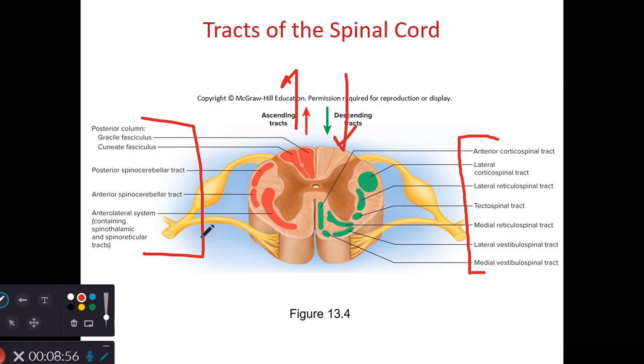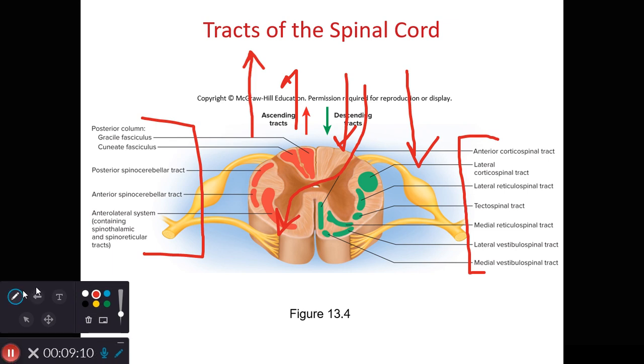What I really want you to focus on is the big picture idea that ascending tracts carry sensory information up, descending tracts carry motor information down, and if they decussate, they cross over. That is because they are contralateral, and if they're ipsilateral, they do not cross over. They stay on the same side.